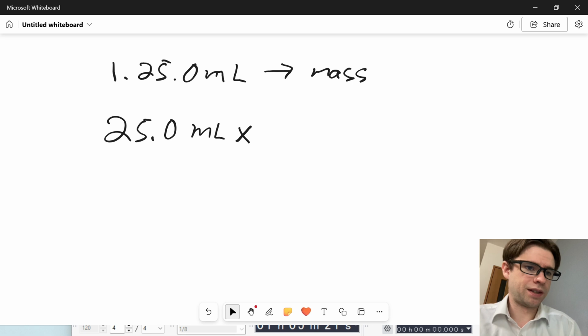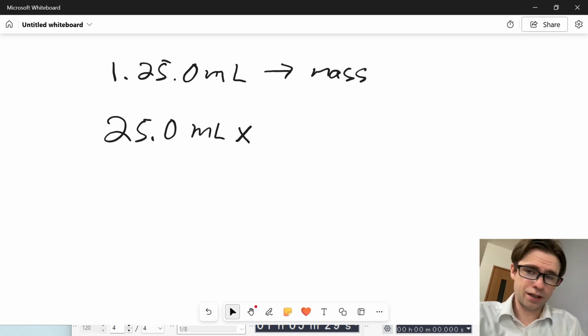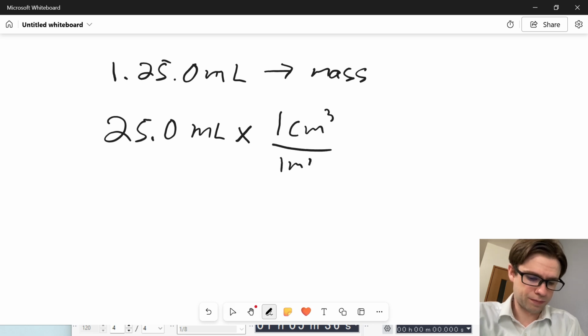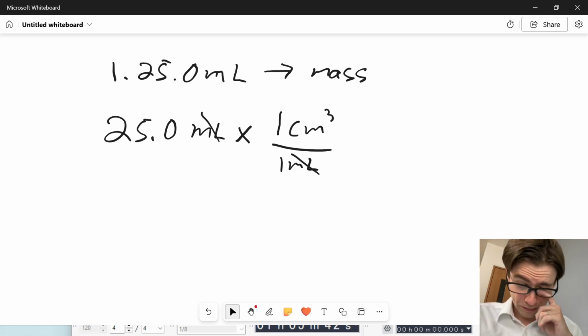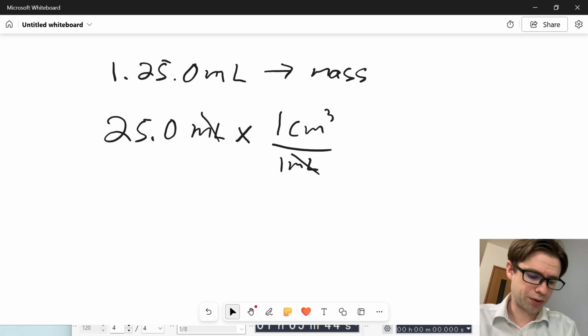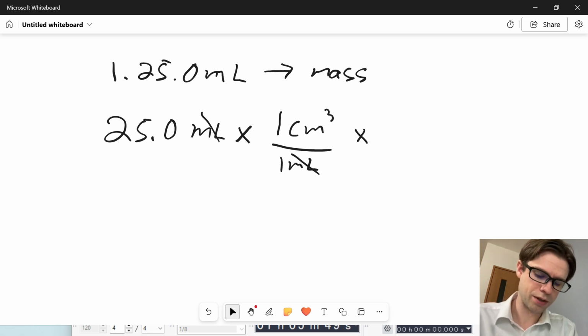First, I want to get this into centimeters cubed. So I know of a ratio, and that is that 1 centimeter cubed equals 1 milliliter. If I do that, my milliliter units will cancel out. So that is now equal to 25.0 centimeters cubed, but I'm not quite done yet.